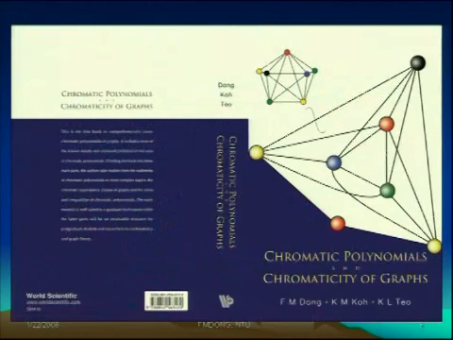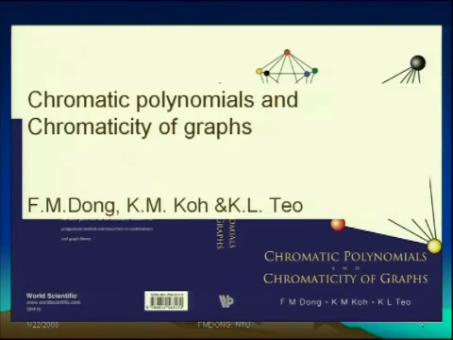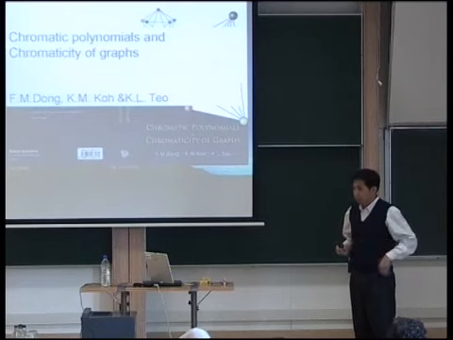There is also one book published in 2005 by World Scientific in Singapore, and you can find this book from the website also. It just focuses on chromatic polynomials, and we also study the chromaticity of graphs. What chromaticity means is that we study a family of graphs which have the same chromatic polynomial.